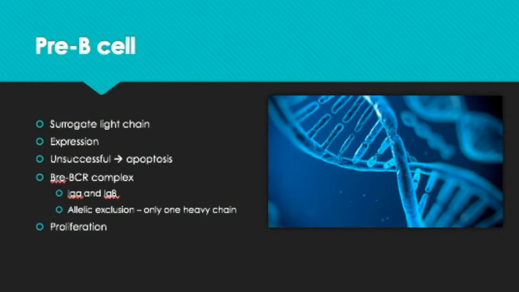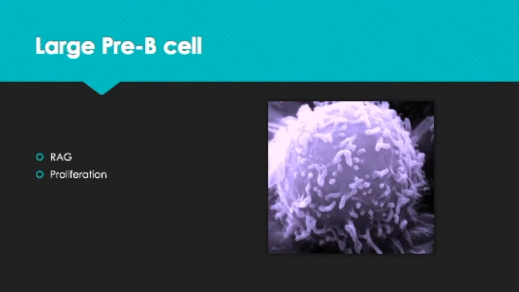The cell then enters the large pre-B cell stage. In this stage, there is proliferation of cells that have the same heavy chains. No RAG is expressed during this stage to ensure that there is no premature recombination of the light chain. The proliferation amplifies the successful recombination events because it increases the population of cells with the productive heavy chains.